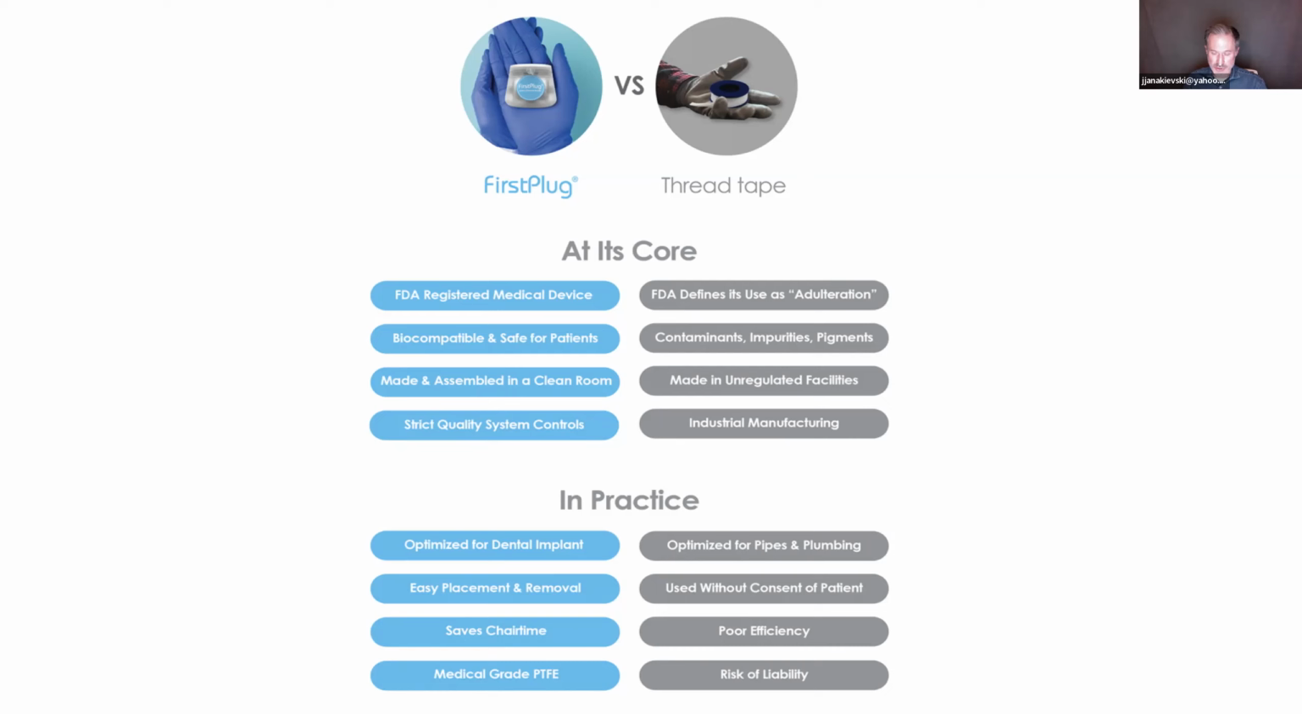The differences between these products, I think I've made clear. There are contaminants, impurities, pigments, made in unregulated facilities. The manufacturing is not standardized. There are no strict quality controls. So the differences are quite obvious.